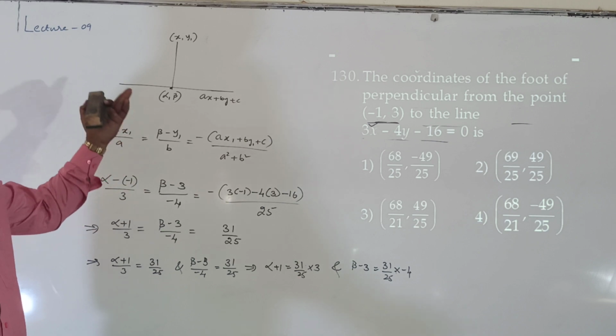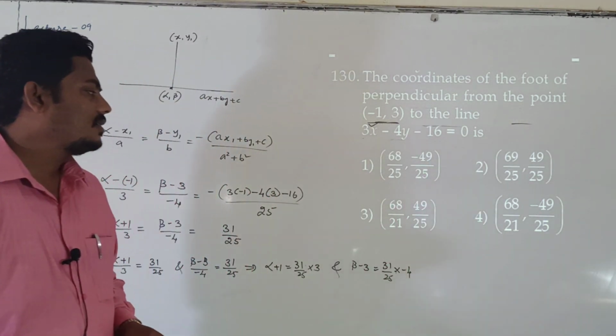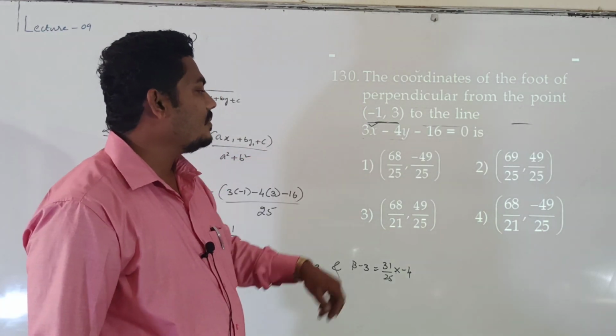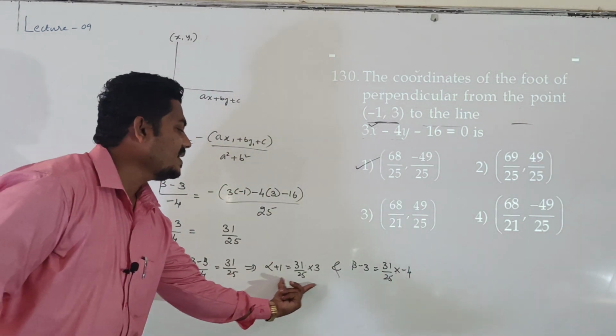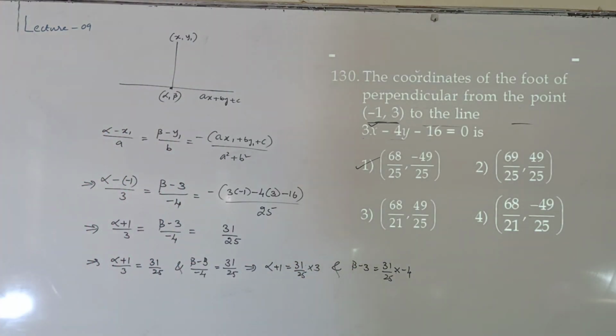In this case alpha and beta are the foot of the perpendicular. On simplification you get 68 divided by 25 comma minus 49 divided by 25. Just simplify these two, then you get alpha and beta values, right? That is first option. On simplification, foot of the perpendicular is 68 divided by 25 comma minus 49 divided by 25. That is first option.